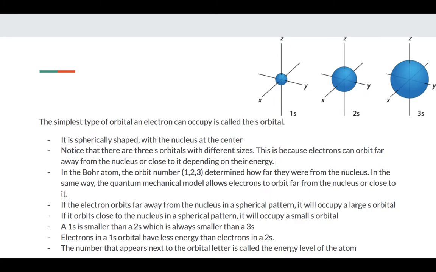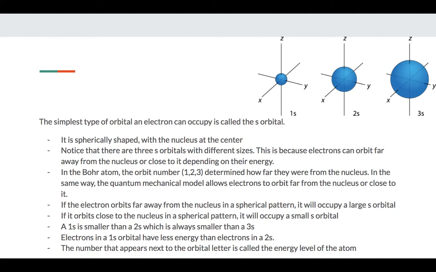Okay, so this is the first one, and it's the simplest type. We call it the s orbital. It is spherically shaped with the nucleus at the center. So notice that there's three s orbitals with different sizes, and this is because electrons can orbit far away from the nucleus or close to it, depending on their energy. In the Bohr atom, the orbit number 1, 2, and 3 determined how far they were from the nucleus. And so this is the same idea.